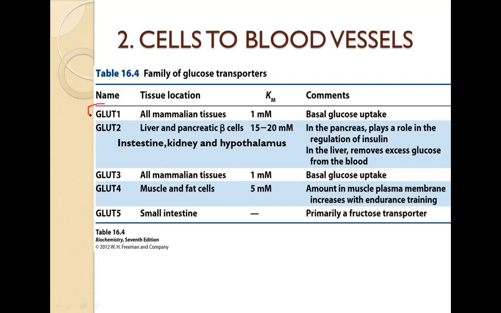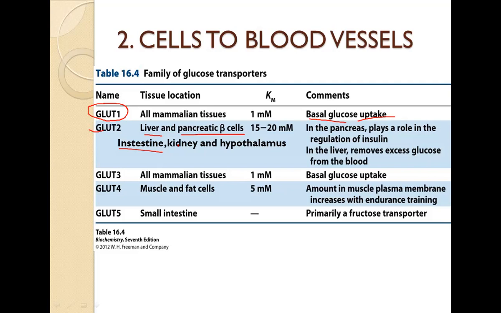You have first GLUT1. As I already mentioned in my previous slide, you will see GLUT1 in all the mammalian tissue cells. The basic purpose is basal glucose uptake, irrespective of the glucose concentration in the blood. Then comes GLUT2, majorly present in intestine, liver, and pancreatic B cells. Okay, where all is it present? Liver, pancreatic B cells, and intestine.